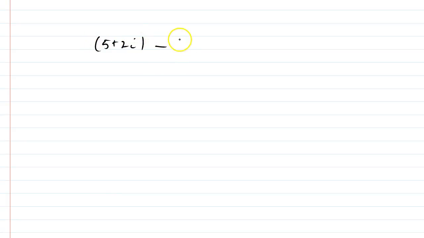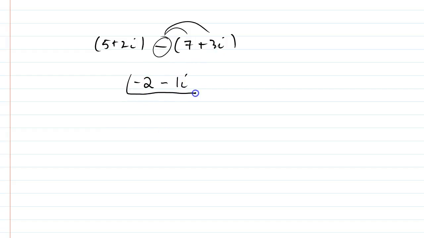Okay, so you're going to start taking these numbers like 5 plus 2i. You're going to do things like subtract them, which is not that complicated. You just do like terms. And just be careful when you do this, because you have to make sure that you're subtracting both of these. So 5 minus 7 is negative 2. 2i minus 3i is minus 1i. And there you have it.